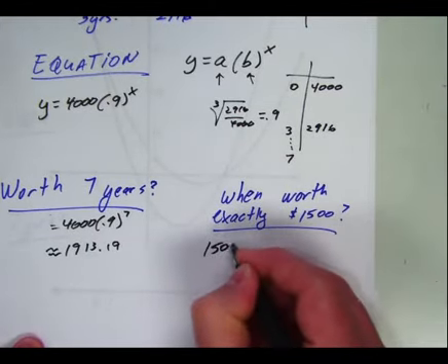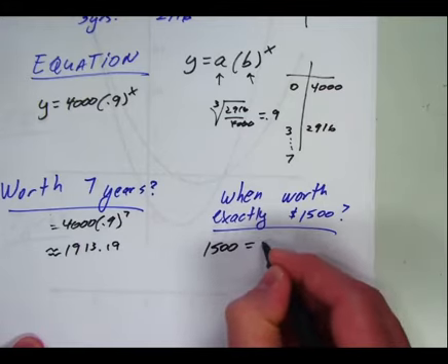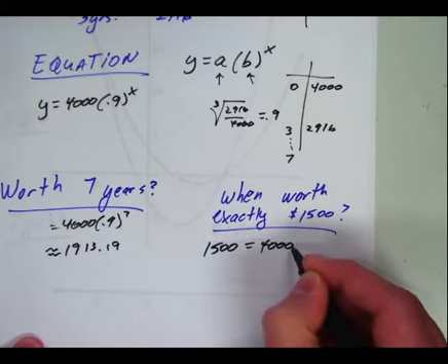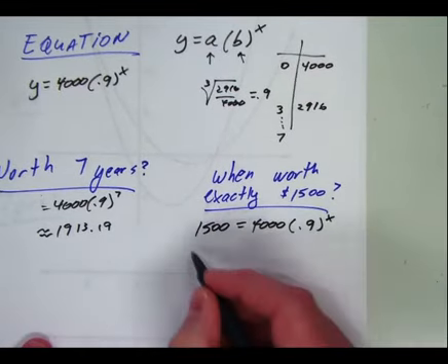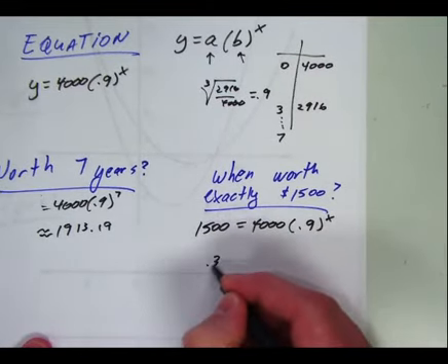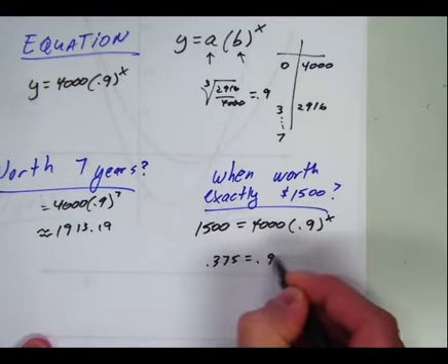Finally, when will it be worth exactly $1,500? That's this question. It goes in for y. My car will be worth $1,500 when it starts out as 4,000 times 0.9 to the x. And then I divide both sides by 4,000. I get 0.375 equals 0.9 to the x.